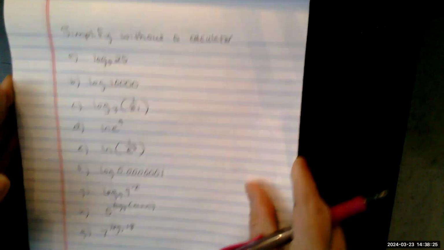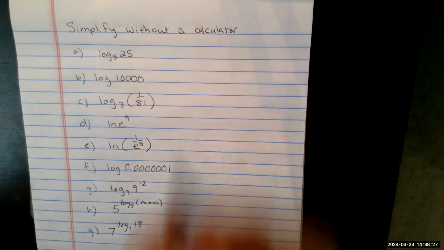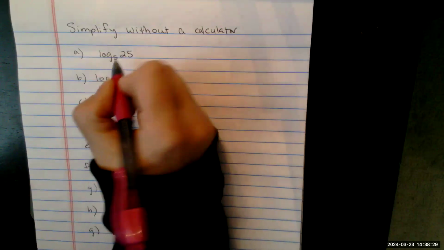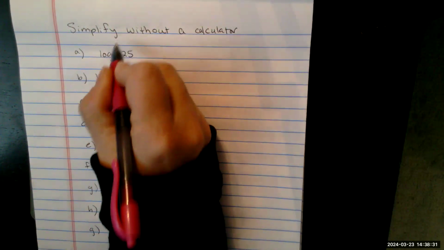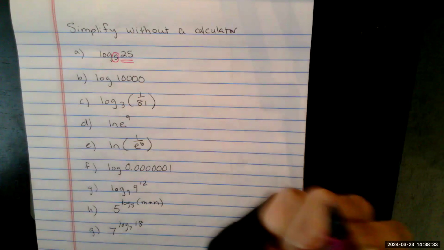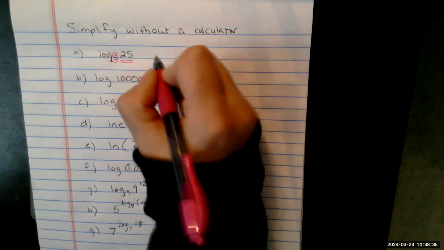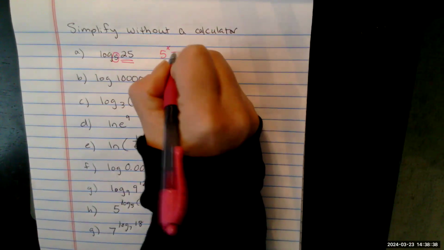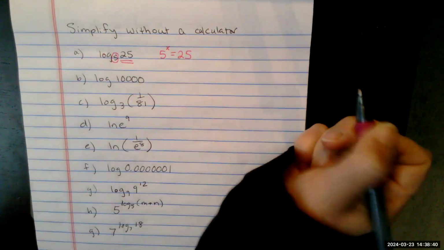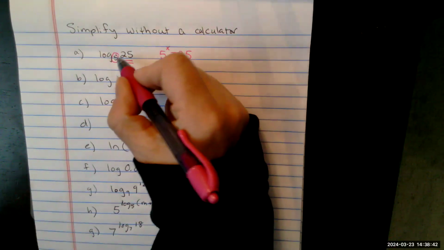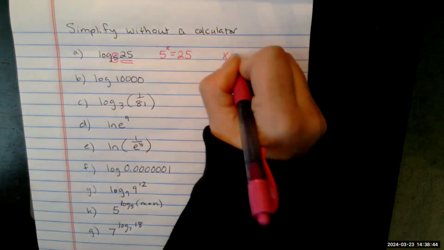Okay. So if they ask me to do some of these without a calculator, what I'm thinking in my head is 5 to what power would get me 25? And you can write it out if you prefer to see it. But for some of these, you shouldn't need to, right? 5 to what power is 25?